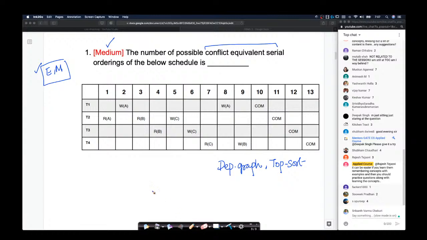I hope some of you who were not able to figure out how to solve it understood the moment I said dependency graph. Just draw a dependency graph across all these transactions, with these transactions as nodes. It's a very standard process in transaction control.